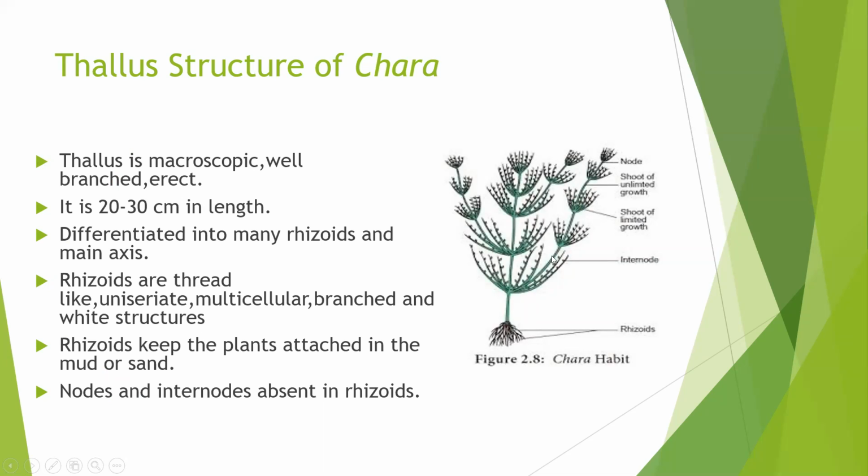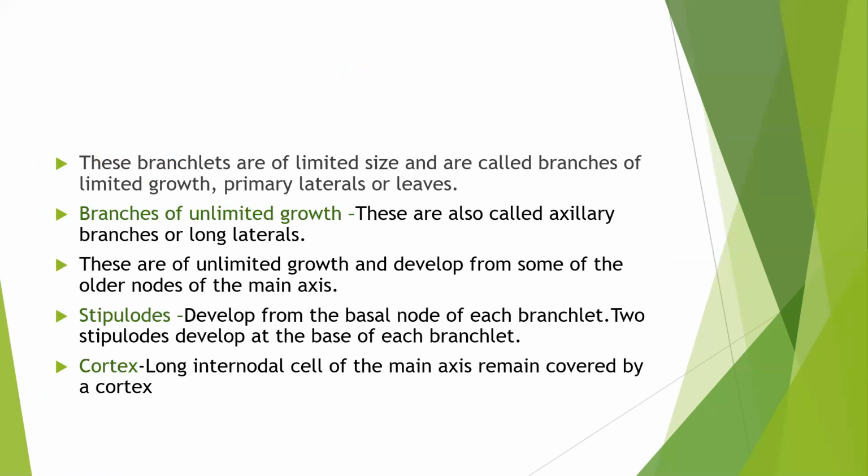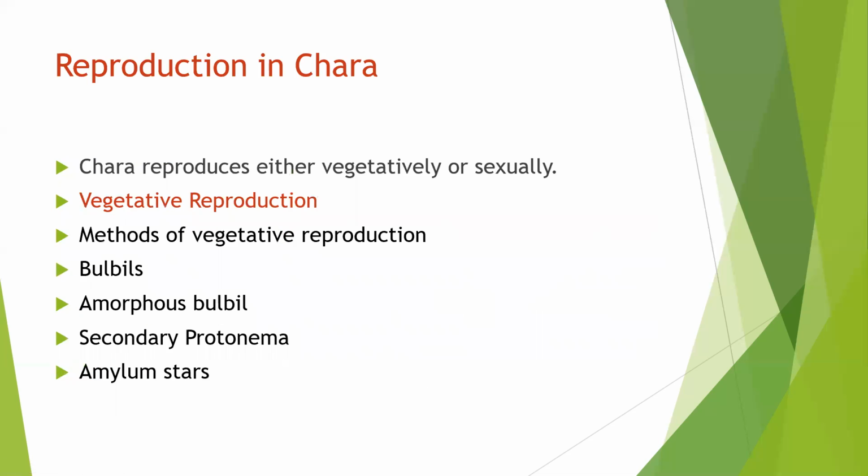Then another is the branches of unlimited growth. This is the branch of unlimited growth. It is continuous in growth. Then stipulodes are also present and the cortex is also present. The long internode cell of the main axis remains covered by a cortex.